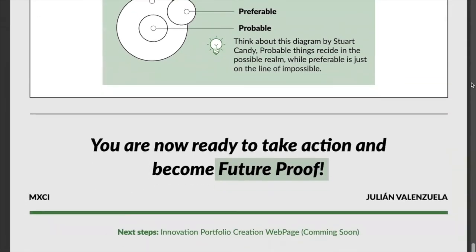You're now ready to take action and become future-proof. And for the next steps, wait and see what's coming in the Innovation Portfolio Creation webpage.